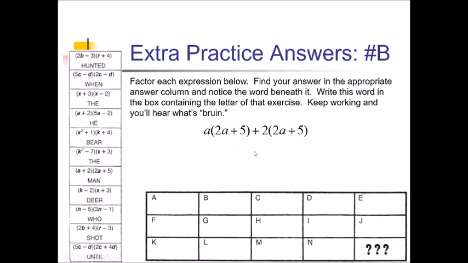For this next one, I've got a common factor of 2a plus 5 in both of these terms, so that's what I'll factor out. And now my leftovers, the a and the plus 2, go in a parentheses next to it. So I need an a plus 2 and a 2a plus 5, and it's looking like, where is that? Right there. Here we are. So we'll put man in spot number B. So we had the in part A, and then B is the man.